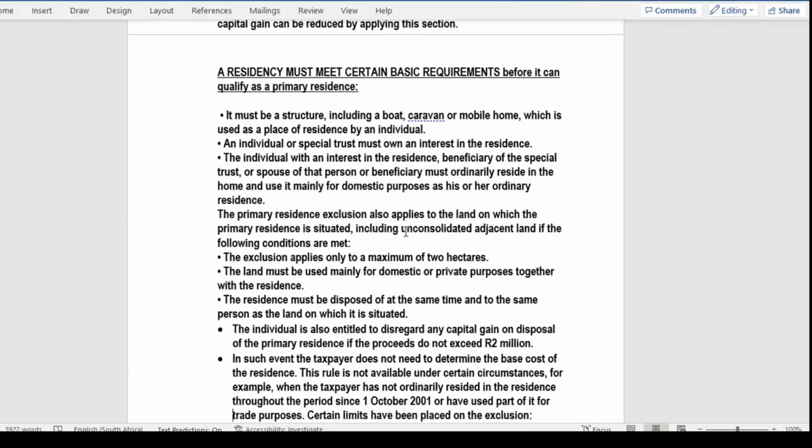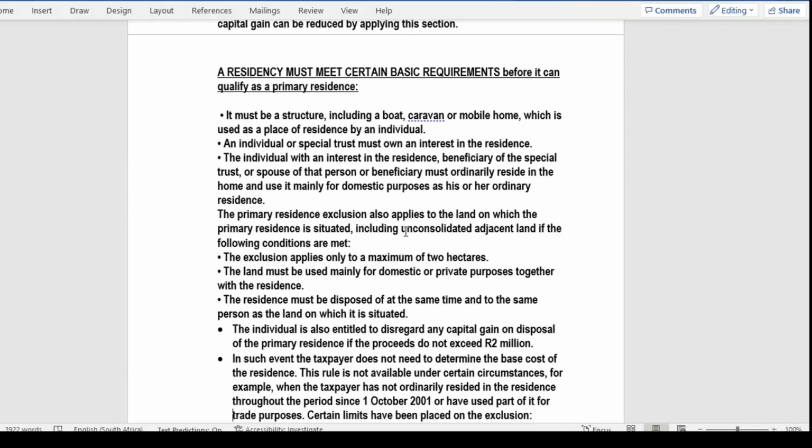There must be a maximum of 2 hectares, not more. And the land must be used mainly for domestic or private purposes together with the residence. Those are the conditions or specifications in regard to the primary residence. And the residence must be disposed of at the same time to the same person as the land on which it is situated.